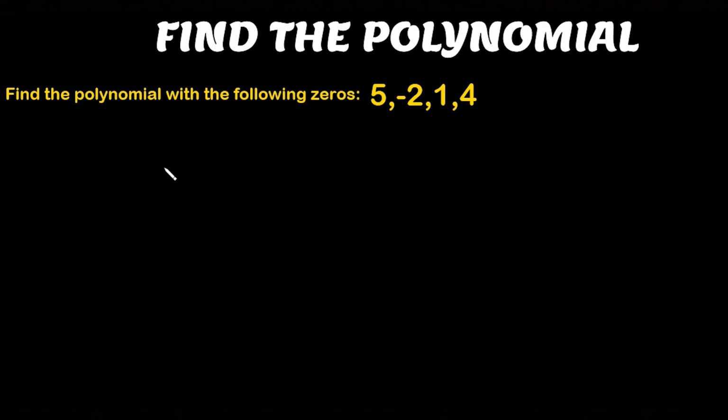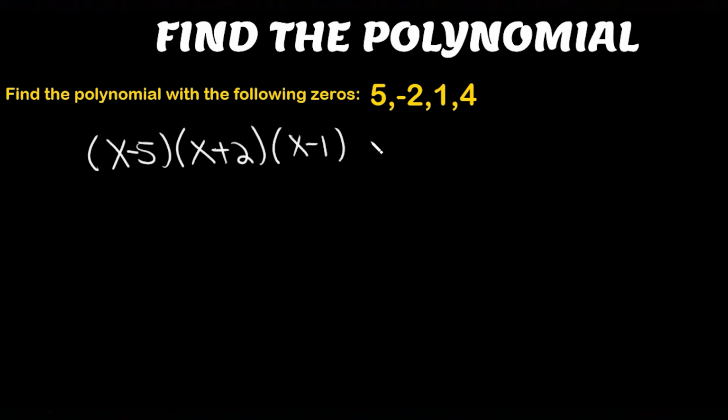So I have 5, -2, 1, and 4. So putting that back in factored form, I'm going to have x minus 5, okay? Then I'll have x plus 2. I'm just going right in order. Then I'll have x minus 1. And then I'll have x minus 4.